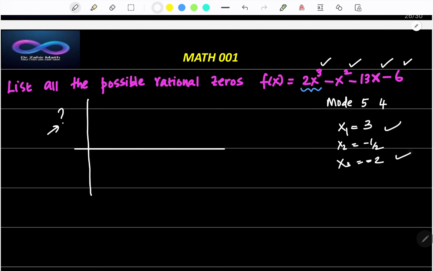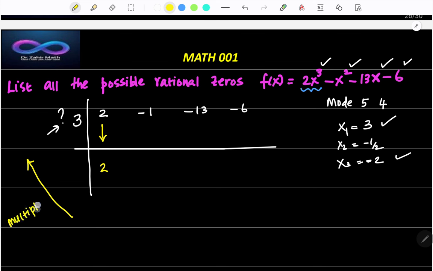We have 2 things here. Any one you take, it's up to you. Okay, so let me take 3 here. Just keep it in your mind. So write this number 2 and then minus 1, minus 13 and minus 6. Okay, everybody? Right. Now, the first number you have to take is this one, this is 2. This side you are going to multiply. Clear, everybody? And this side you are going to add.